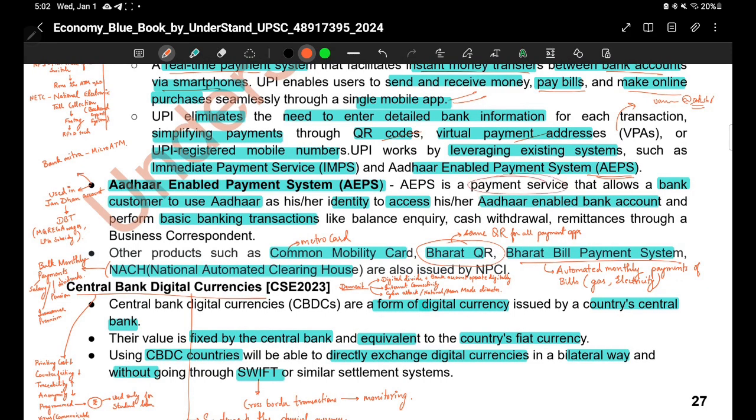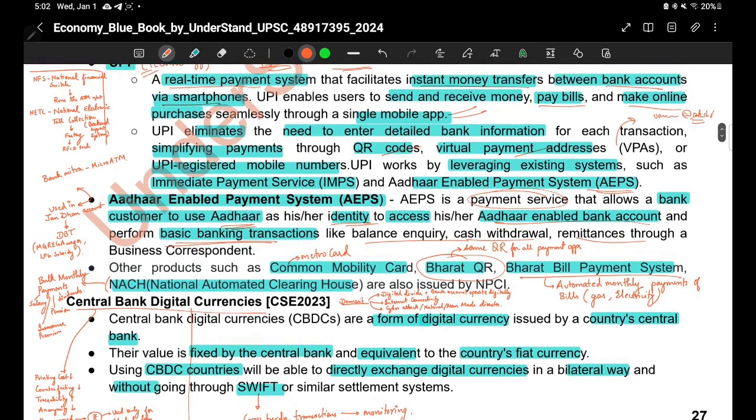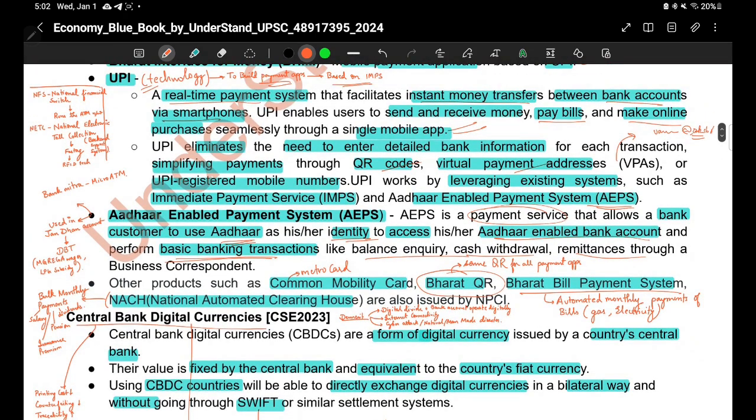AEPS is also a product of NPCI that allows a bank customer to use Aadhaar as an identity to access his Aadhaar enabled bank account. And for what? For performing basic transactions like balance inquiry, cash withdrawal, remittances through a business correspondent or something like that. Now, what is this Aadhaar enabled bank account? Example is Jan Dhan account.